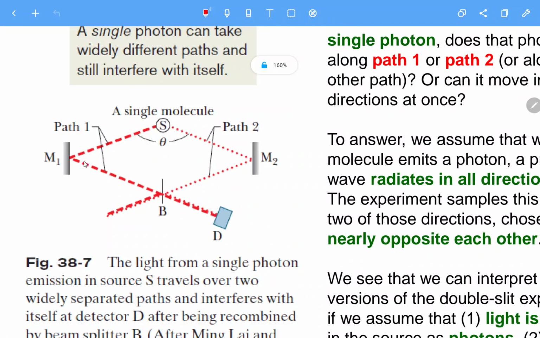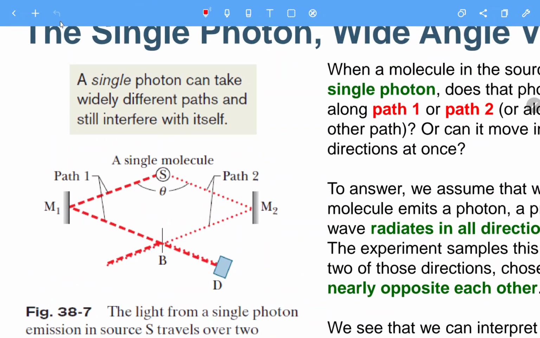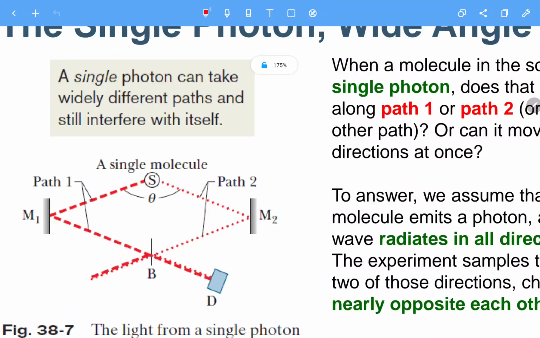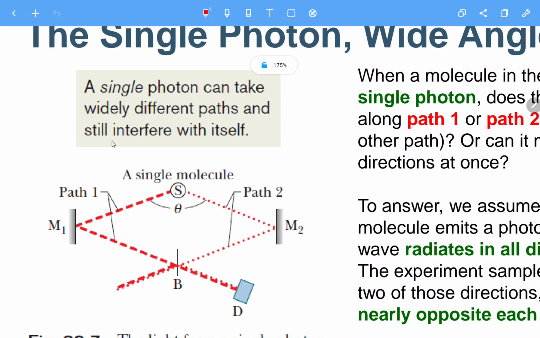It says a single photon can take widely different paths and still interfere with itself. So this is an interesting phenomenon. You may say the interference is due to different photons at the same position, so there will be an interference phenomenon. But actually not.